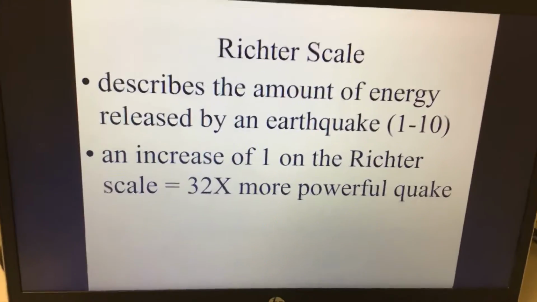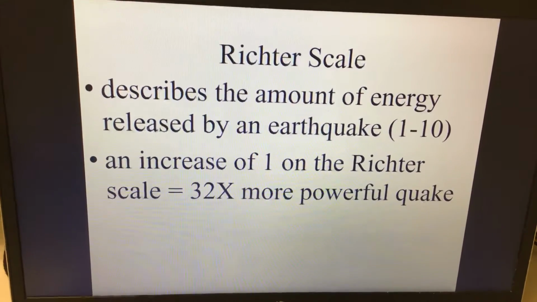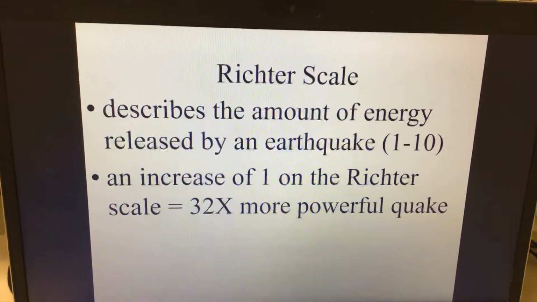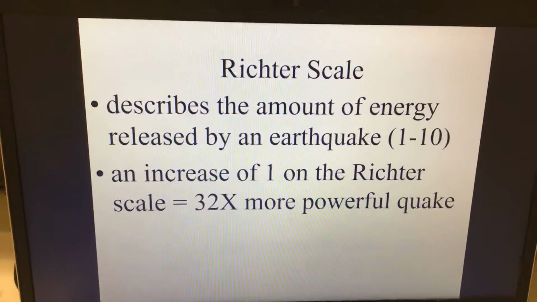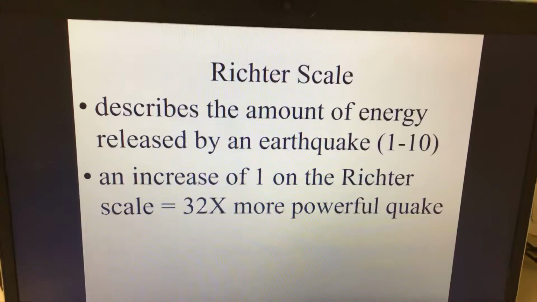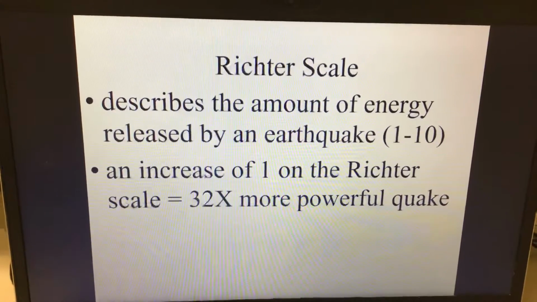The Richter scale describes the amount of energy released by the earthquake. When you did your little research, you probably found that a 1 is really weak, a 10 is ridiculously strong, and supposedly, from what I've read, impossible. I think a 9.5 or 9.6 is the highest one ever recorded.